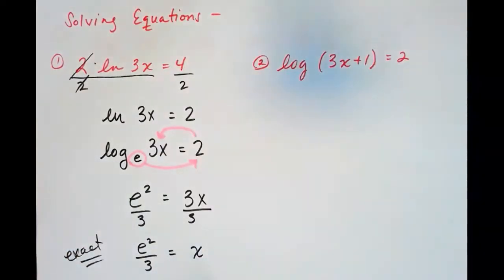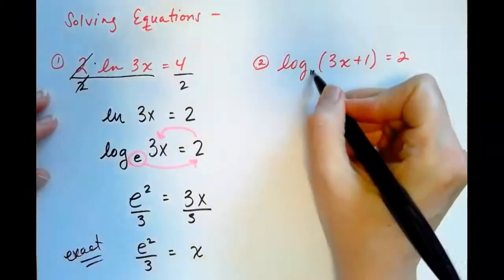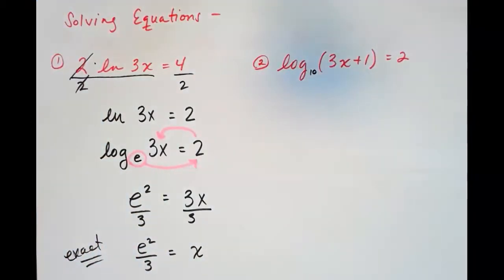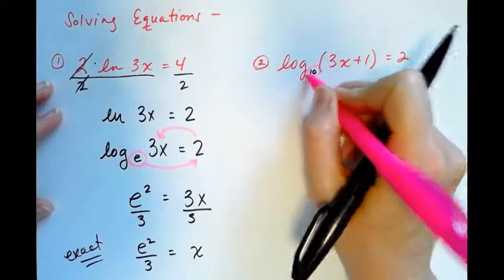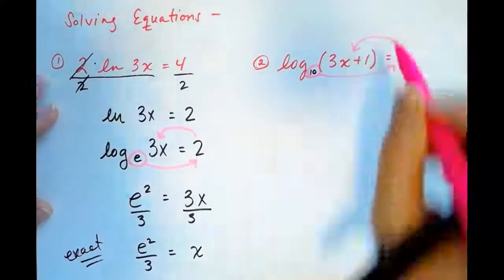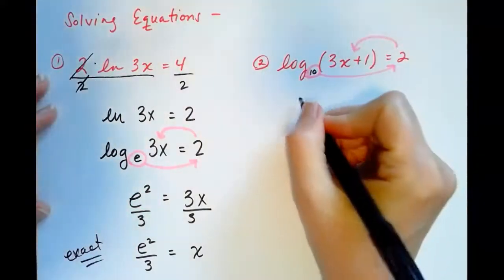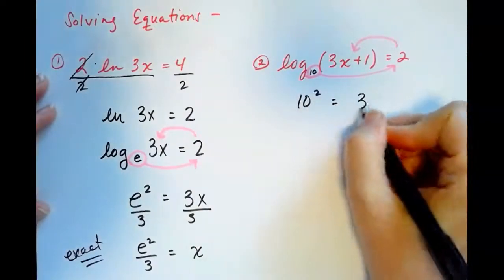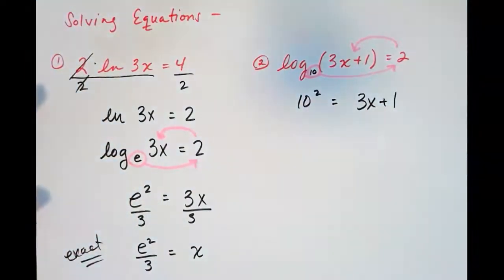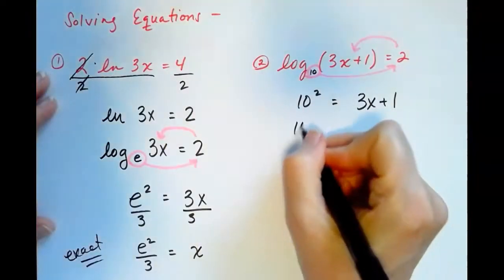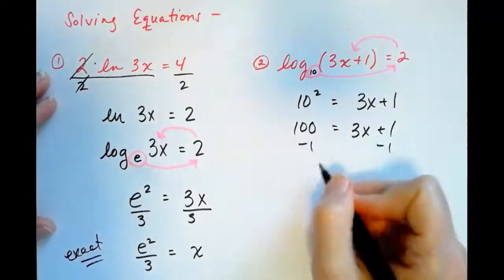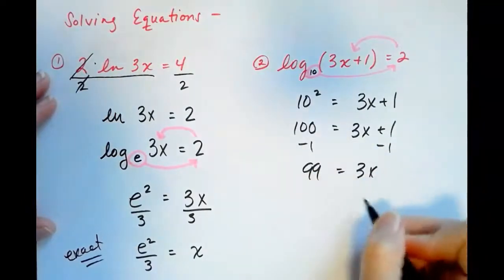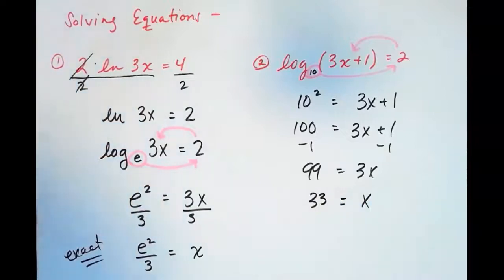So, number 2. This is the common log, log base 10. If we don't see a base there, it's understood to be base 10. We're going to use the same strategy we just did on the previous problem. We're going to rewrite this as an exponential equation. 10 squared equals 3x plus 1. 10 squared, of course, is 100. 100 equals 3x plus 1, minus 1, minus 1. 99 equals 3x. x equals 33.